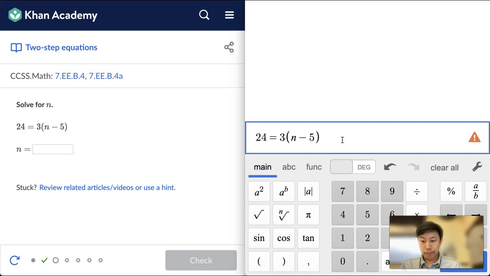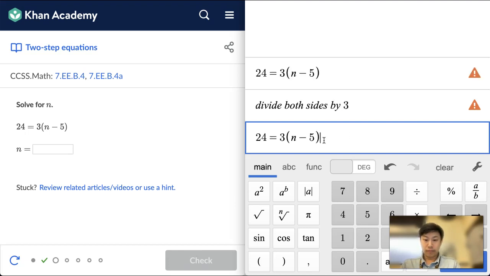Okay, at this point, you should have learned about distributive property, but we actually don't need to use the distributive property here because we have a strict number here and a strict number here. So this is the same thing as 3 times all this. Okay, so I can actually undo the times by 3 and just get this n minus 5 by itself by doing this. Okay, so I'm going to divide both sides by 3. It'll look like this.